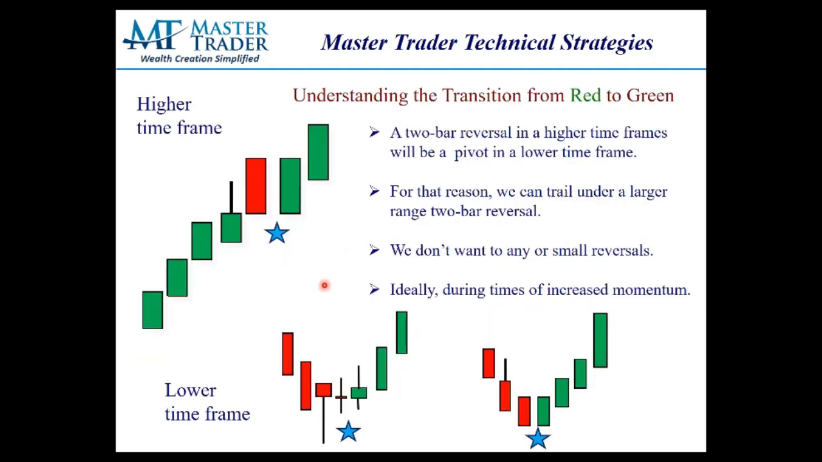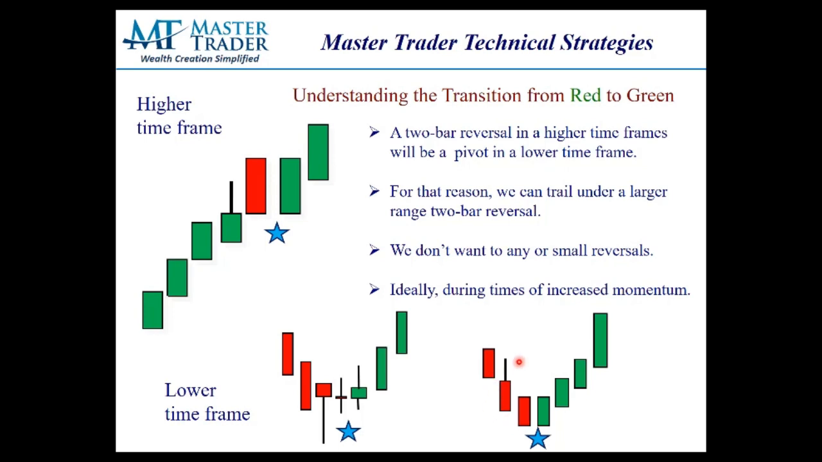So here's an example of the two time frames and a larger bar reversal right here. And we're talking about the transition from red to green. And this 2-bar reversal, ideally in a higher time frame, is going to be a pivot in a lower time frame. This is how momentum slows down, and it always does. Just depending on the time frame you're looking at, you may not see it. As to turn from this red bar into a green bar, in some time frame, momentum slowed down, and these are examples of how that can happen.